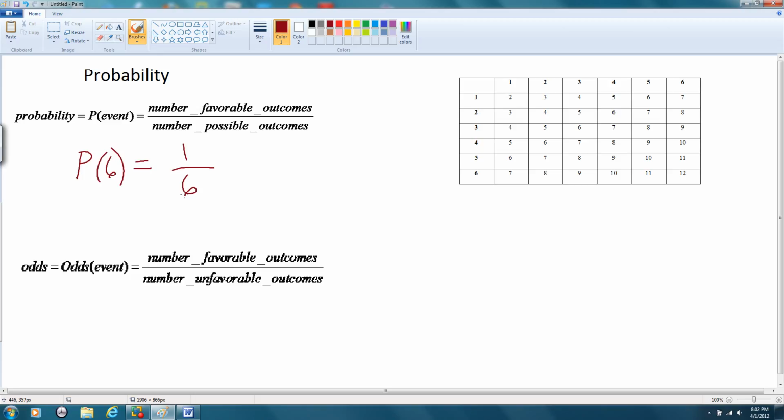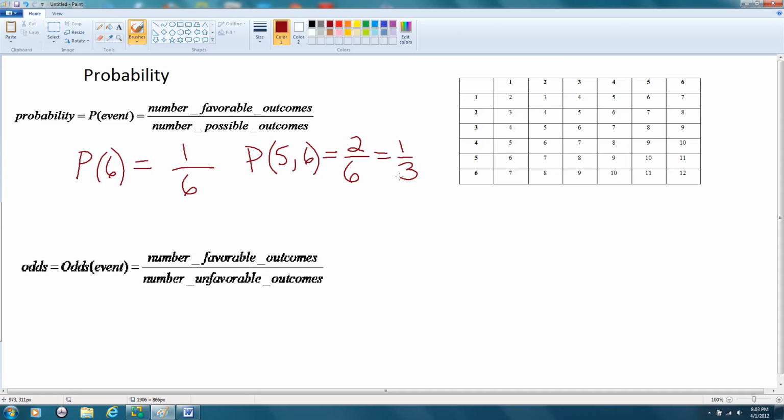Now let's say I win if I get a 5 or a 6. So the probability of a 5 or 6 is going to be 2 favorable outcomes over 6 possible outcomes. And I can reduce that. It's a fraction, it's a ratio. I can reduce it to 1 out of 3. So the chances of getting a 5 or a 6 is 1 out of 3.